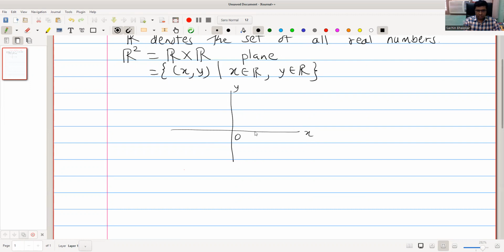This is the origin, and say this is 1. So this is -2, then this point is the ordered pair (1, -2). Okay, so this is familiar to us.